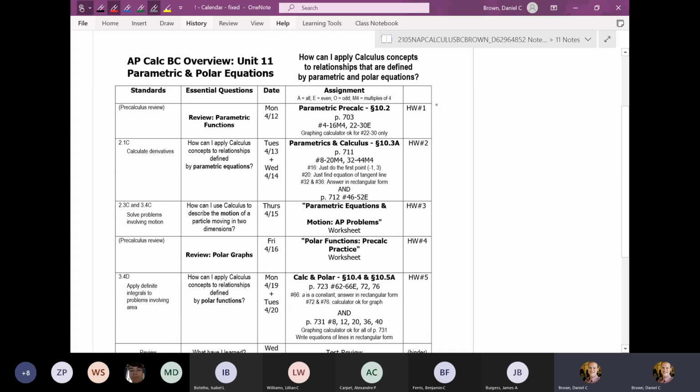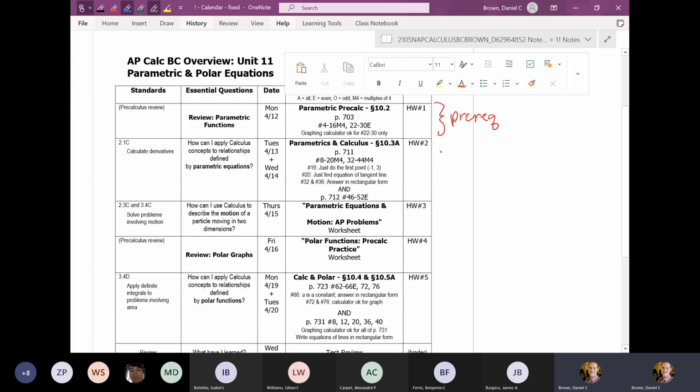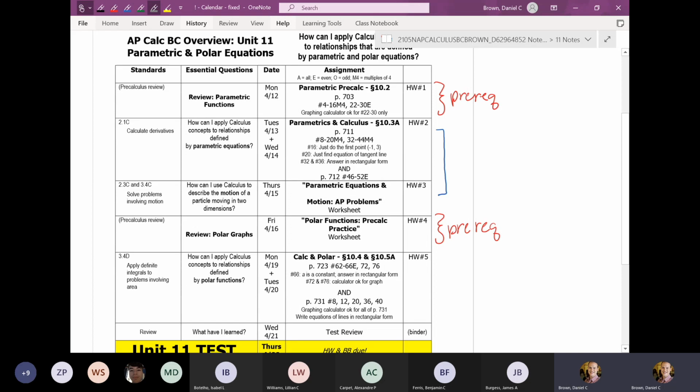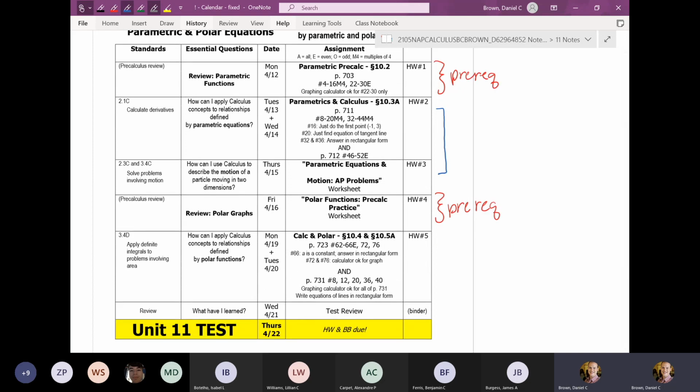So you will notice, looking at the calendar, today we are going to focus on prereqs with the parametrics, and then we'll basically have 3 days of doing calculus with parametric functions. And then we will end this week with another prereq day, and that's going to be with polar functions, polar equations and polar graphs. And then we have 2 days with calculus and polar equations.